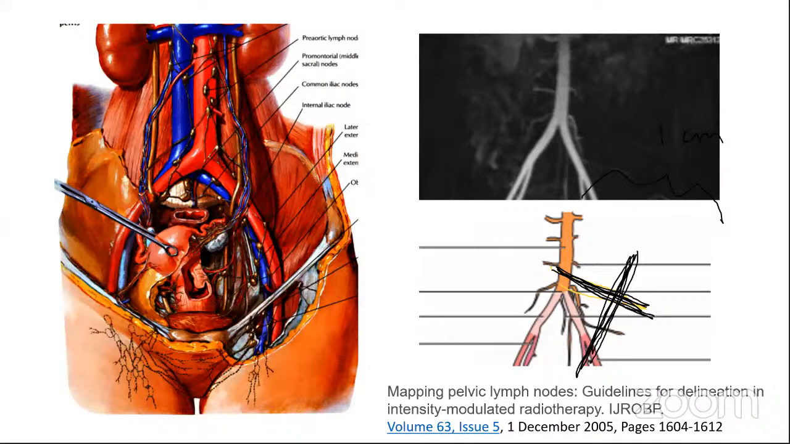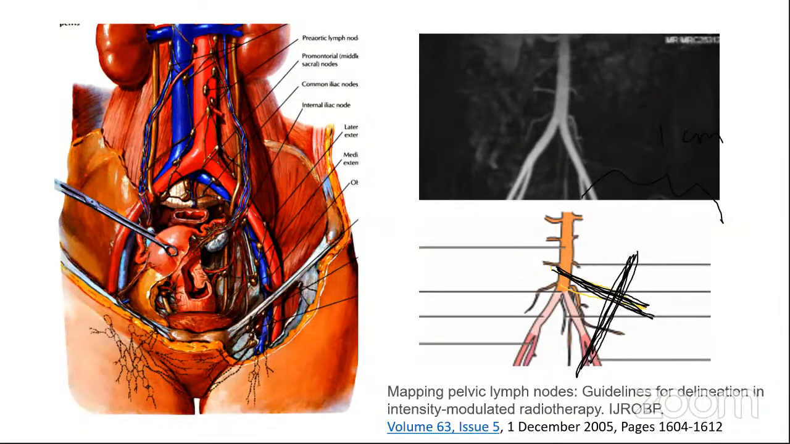So the idea of contouring nodes came up from the Taylor et al. publication in 2005, where of course there were so many publications on mapping nodes using different techniques, using lymphangiography, and all those were published in the 1980s and others. But then this article came in the context of nodal contouring. So Taylor et al. published this mapping of nodes.